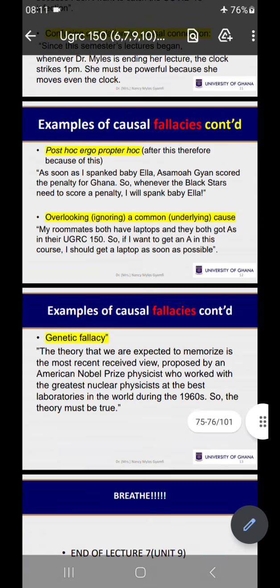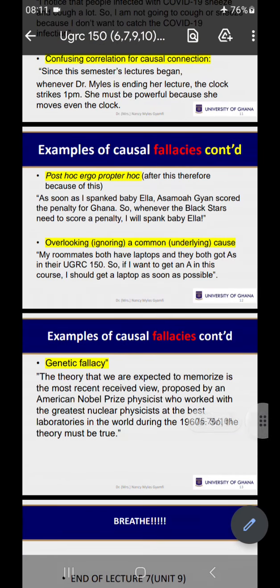Ignoring or overlooking a common cause. So you have left some behind.